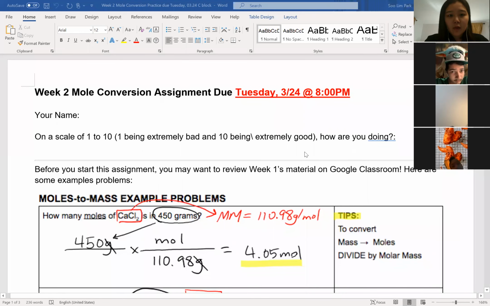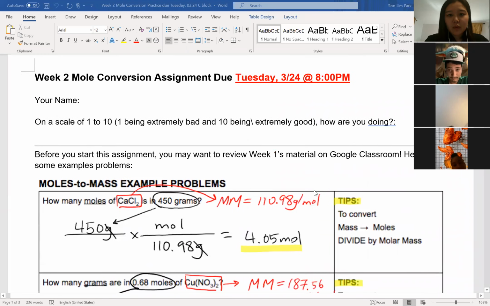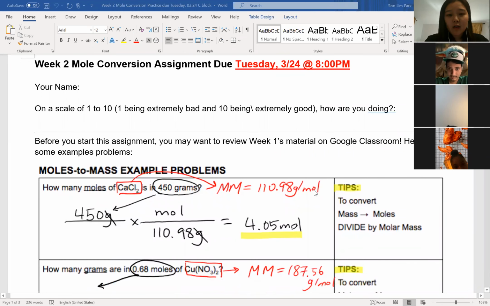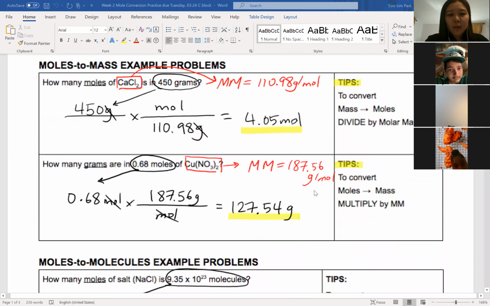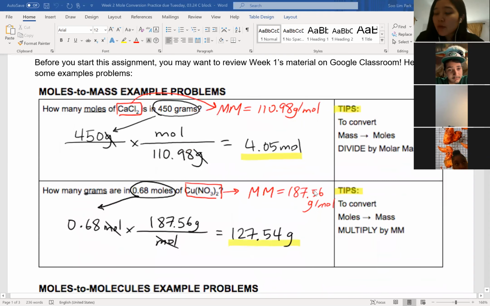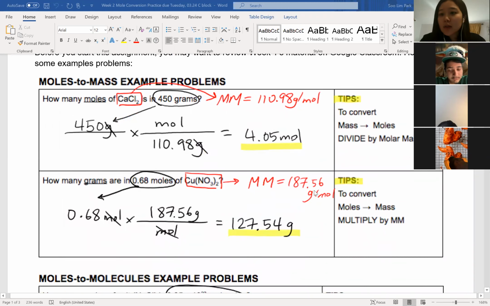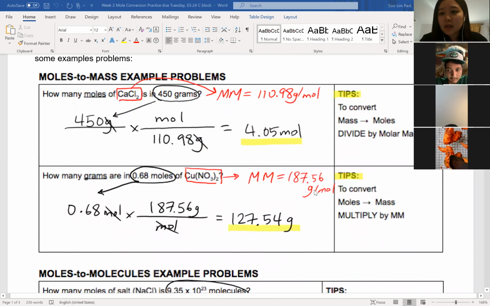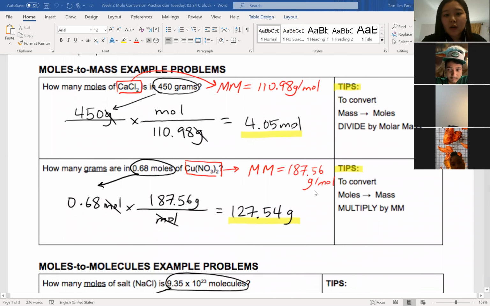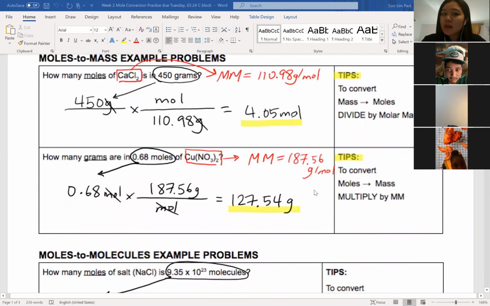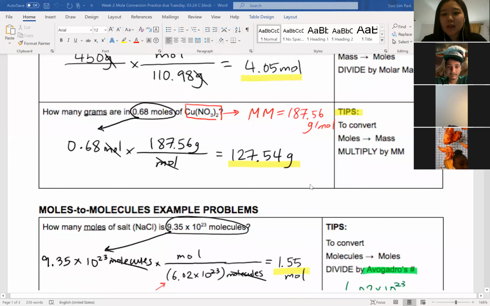All right, so we have this assignment due Tuesday, March 24th at 8 o'clock. I know some of you guys are already done with it, but for every assignment that I give you, I'll always give you some example problems so you guys can look at it before doing the assignment. So did the example problems help you guys at all? Yeah? All right, and my tips?